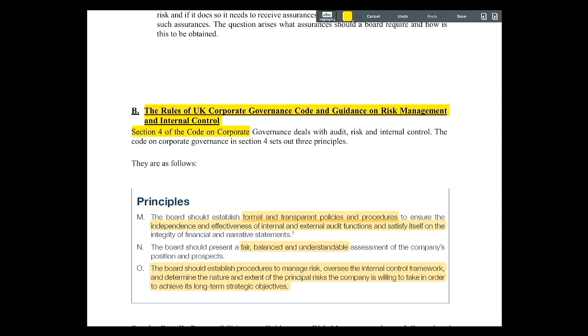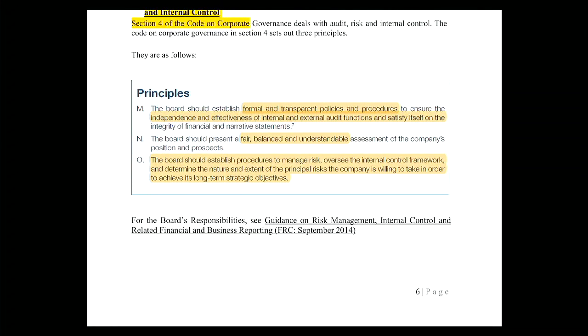So this is a fine example of corporate governance as the app, right? Company law as the hardware and corporate governance as the app coming in to say, well, you should establish procedures to manage risk. And remember, you have to explain or comply, right? So you comply with this, and if you don't comply with it, then you explain why. And this forces people to comply. To oversee the internal control framework and determine the nature and extent of the principal risk the company is willing to take in order to achieve its long-term strategic objectives. Remember I talked about principal risks. So that's all the code on corporate governance says, just that.